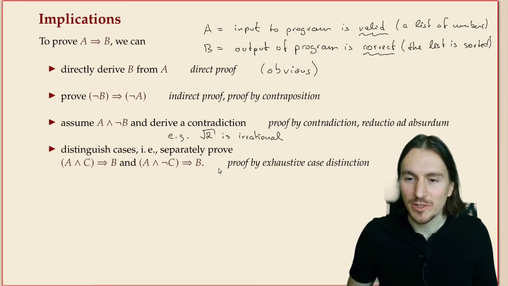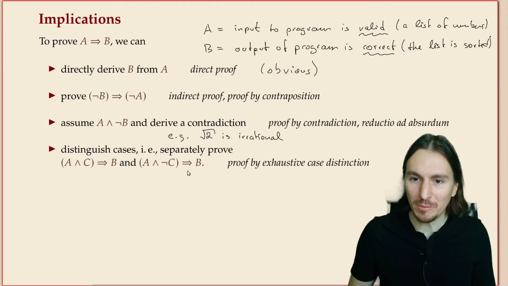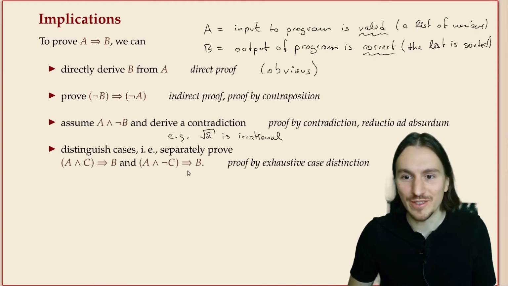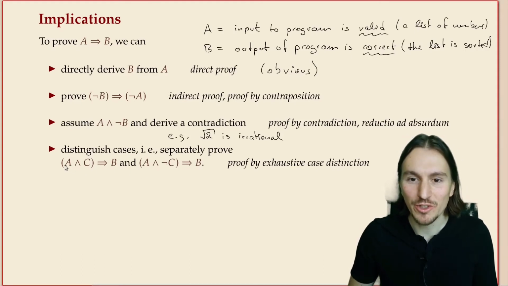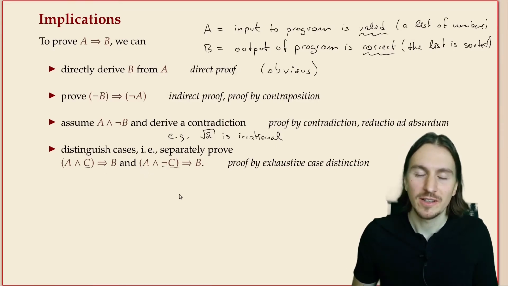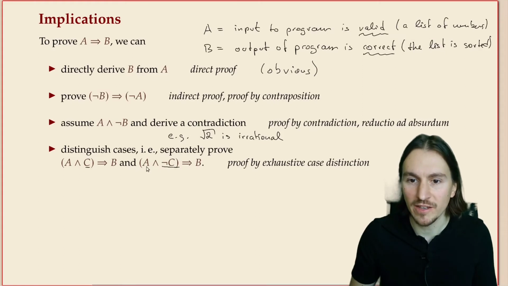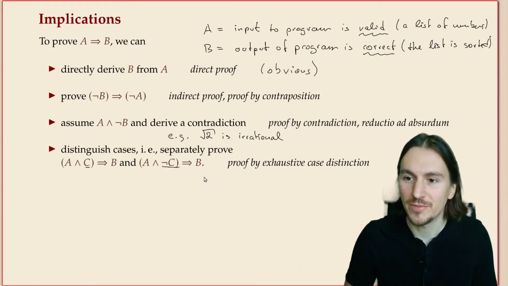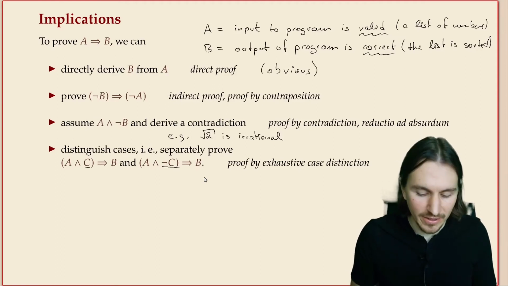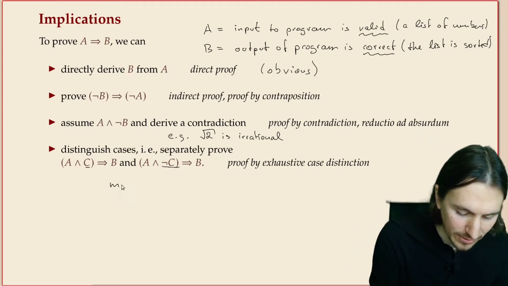And lastly, sometimes it helps to make the statement more complicated to make the proof easier. So instead of just showing A implies B, you take a different condition C and distinguish two cases: when C holds and when it doesn't hold. And if you can show in both cases that A and C implies B and A and not C implies B, then A implies B, either way. And you can have more than two cases as well.